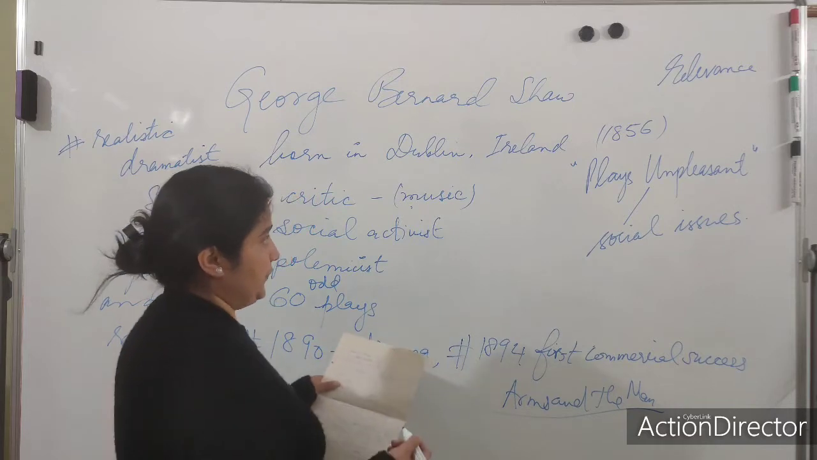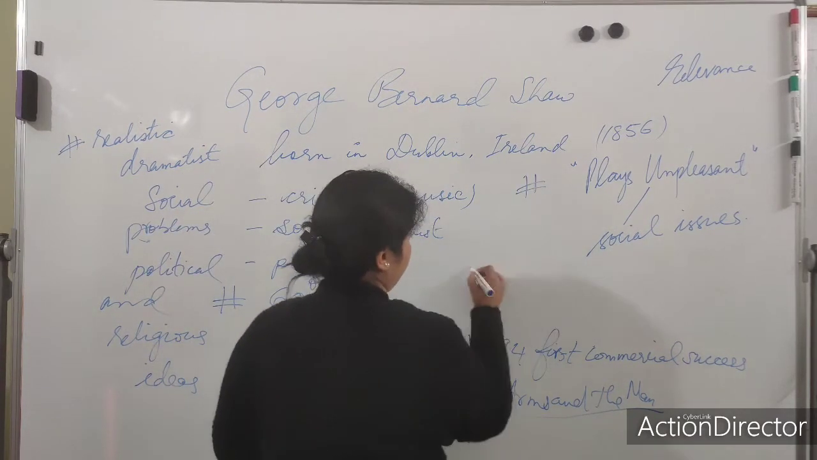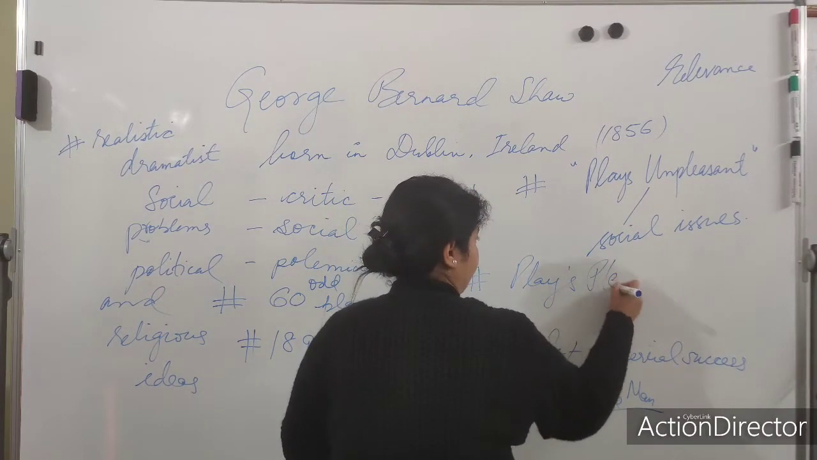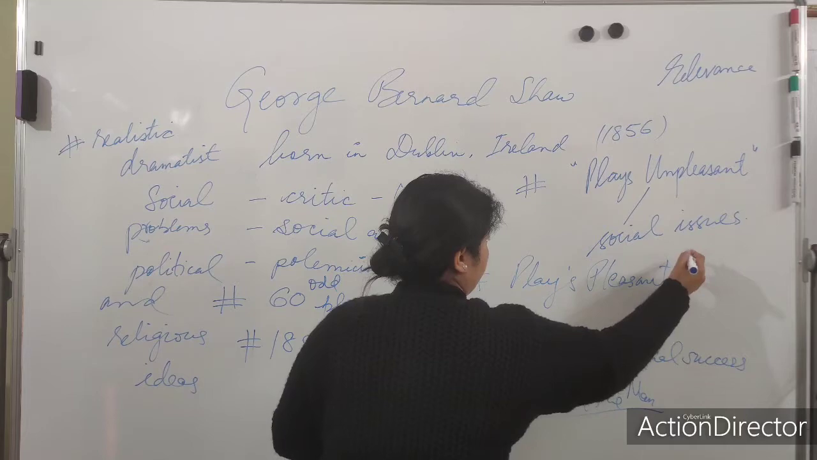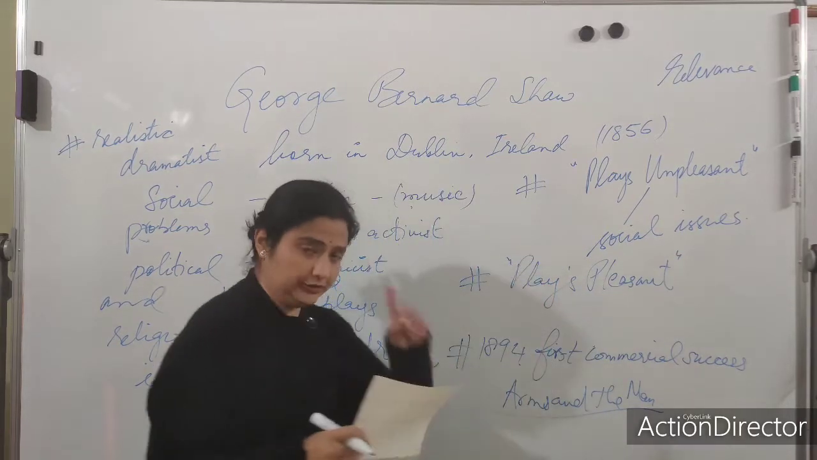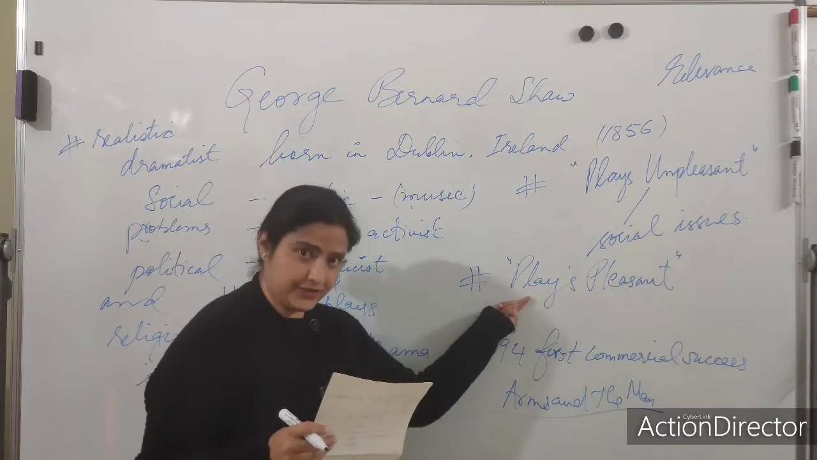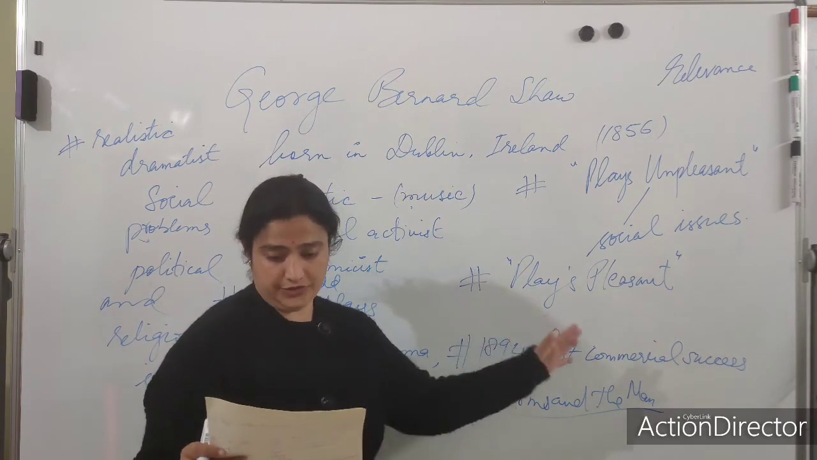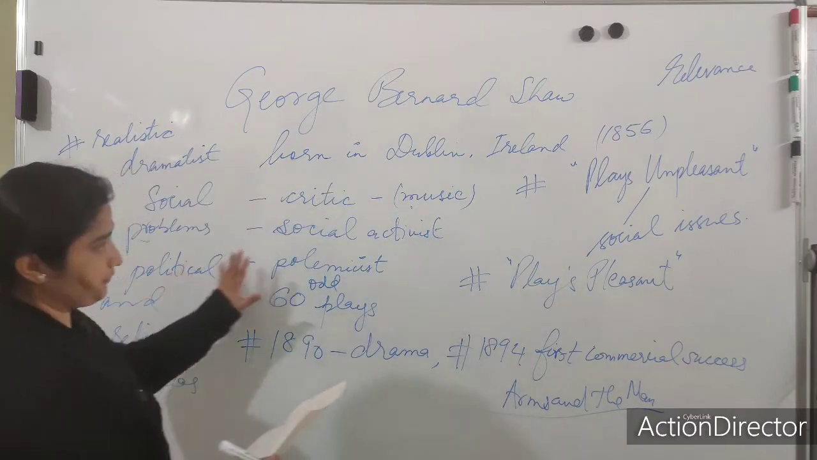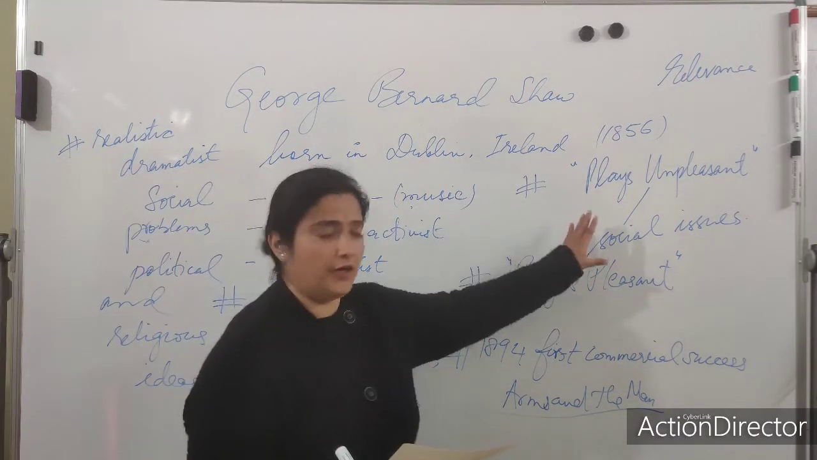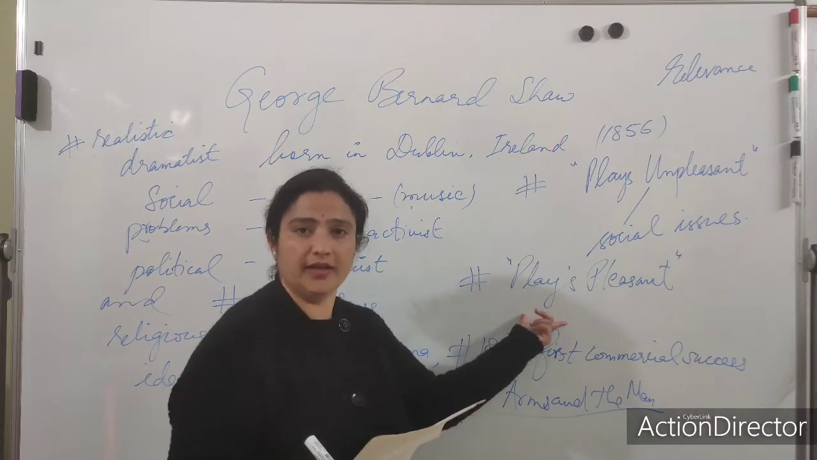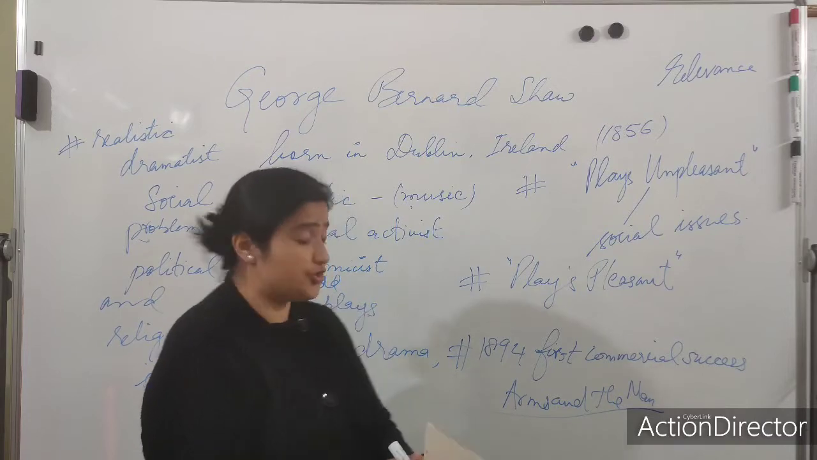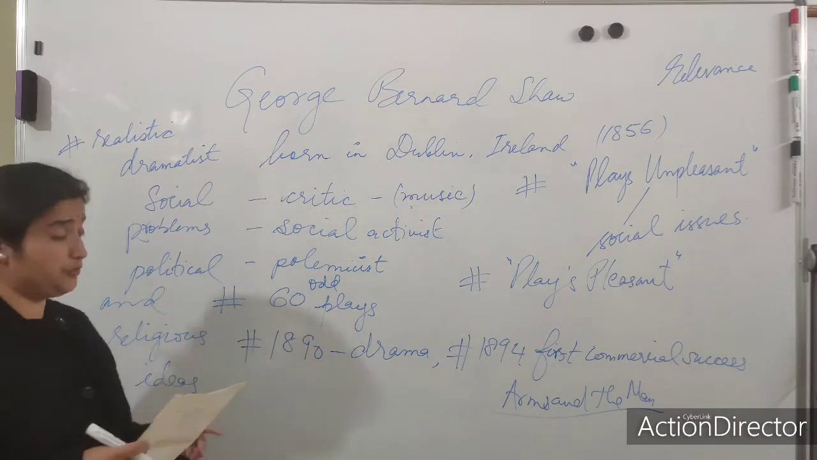Warren's Profession, right? After this, the second trilogy was Plays Pleasant, and this included our play. It was the first play over here in this trilogy, Arms and the Man, Candida, and You Never Can Tell. So these were his two trilogies. Of course, after that, two trilogies contain how many plays? Six. After that, he has written a number of plays, a huge number, almost 60 plays I told you.